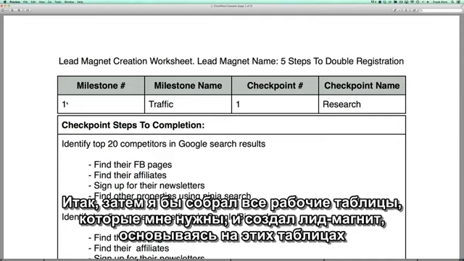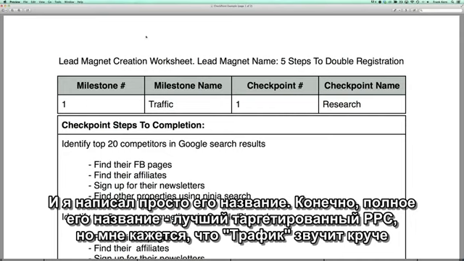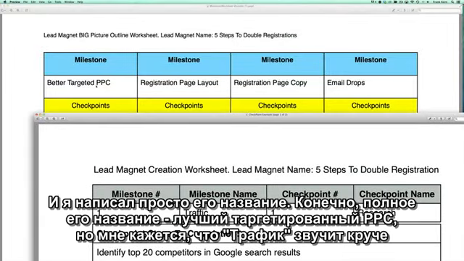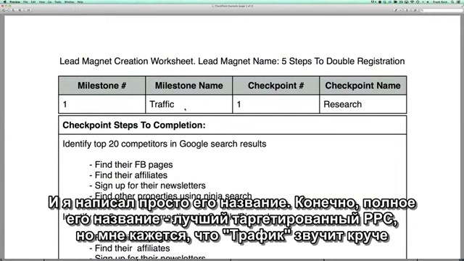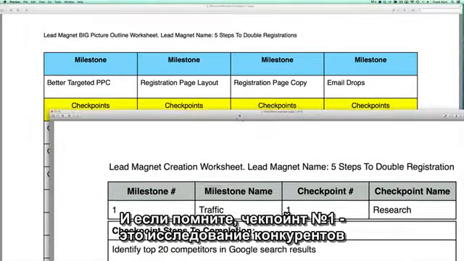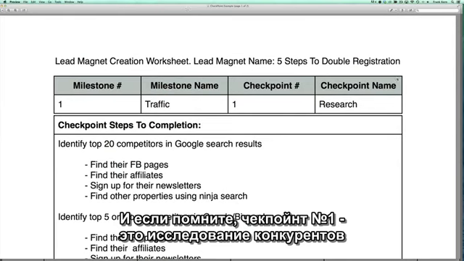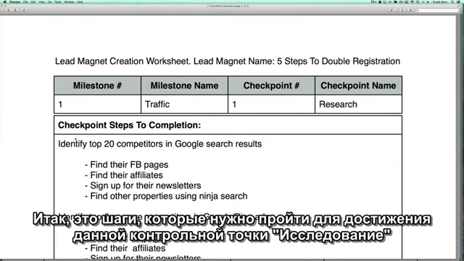So I'm going to compile as many of these sheets as I need and then build my lead magnet based on these sheets. So milestone number 1 is traffic, right? And I'm putting that just as the general name of it. Now, of course, it's better targeted PPC here, but traffic just sounds a little cooler for me. So that's what I would title my lead magnet. That's what I would make the title of that section of the lead magnet: how to get traffic to your registration page, right? And checkpoint number 1 here, if you'll remember, is competitive research, right? And I've named it research. So here are the steps that they would need to go through for that particular research checkpoint.